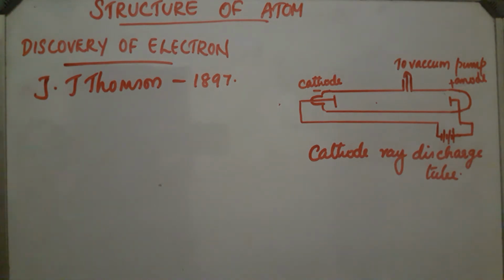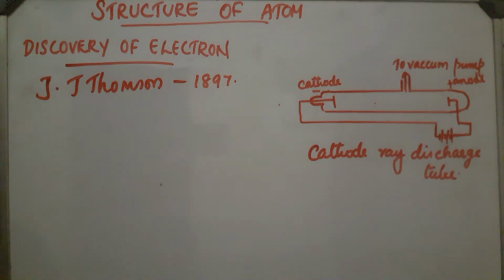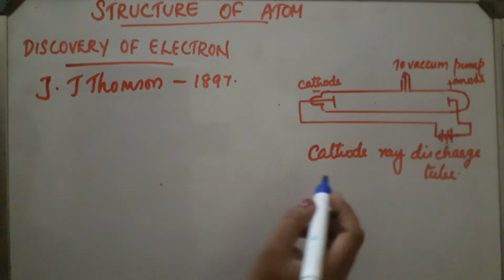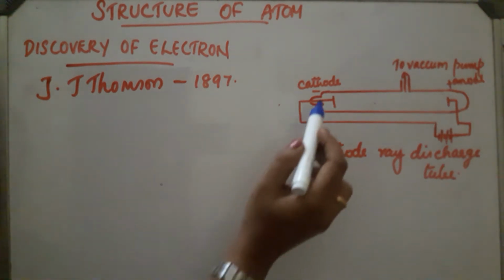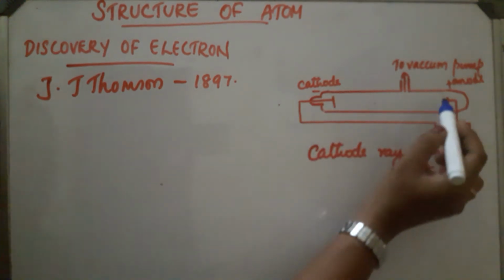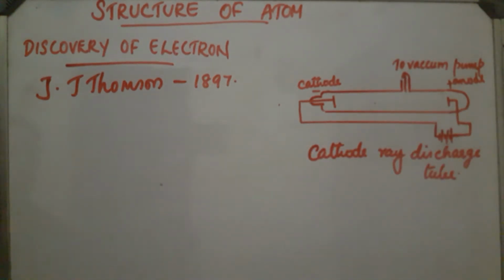Next, discovery of electrons. The electron was discovered by J.J. Thomson in the year 1897. The experiment was done in a cathode ray discharge tube, which is a glass tube containing two electrodes, called cathode and anode, fitted at the two ends.